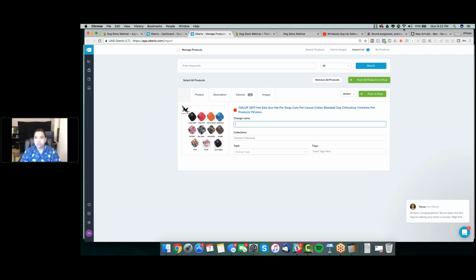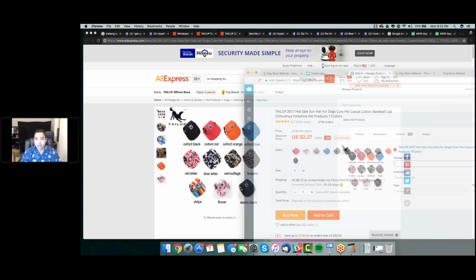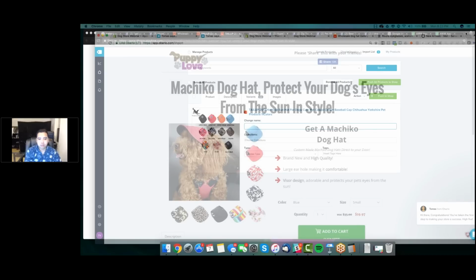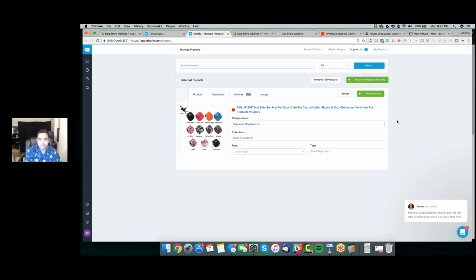Going back to what this person has right here, this person has Machiko dog hat: protect your dog's eyes from the sun in style, right? That's an awesome little title here, which you can use to grab your reader's attention. So we're going to do something similar, something like this: signature dog sun hat. And we're going to say limited edition, because we're only going to offer a few of these products.